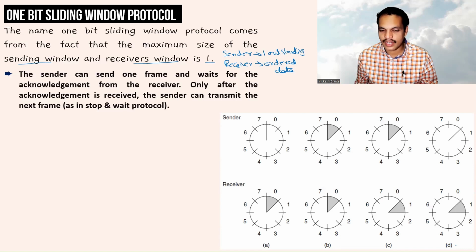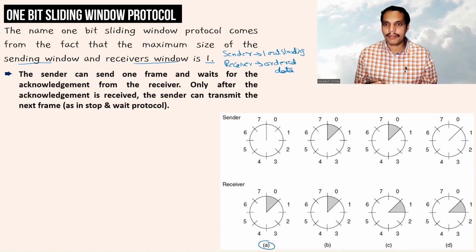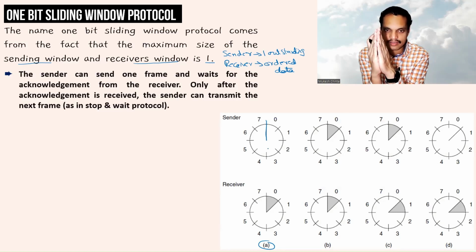Okay, A, B, and C, and D. Now first let us talk about A here. What do you mean by A? What happens here? You can see that there are 2 edges here, though both are at the same position, like this.